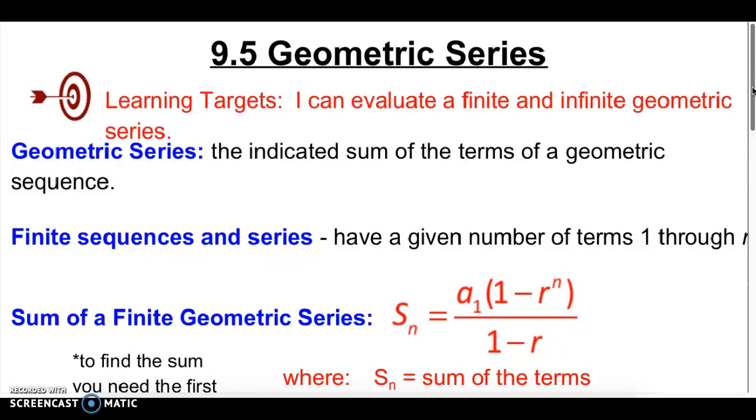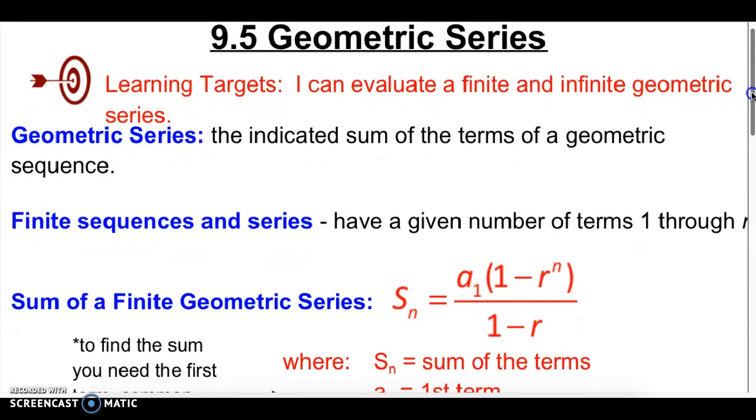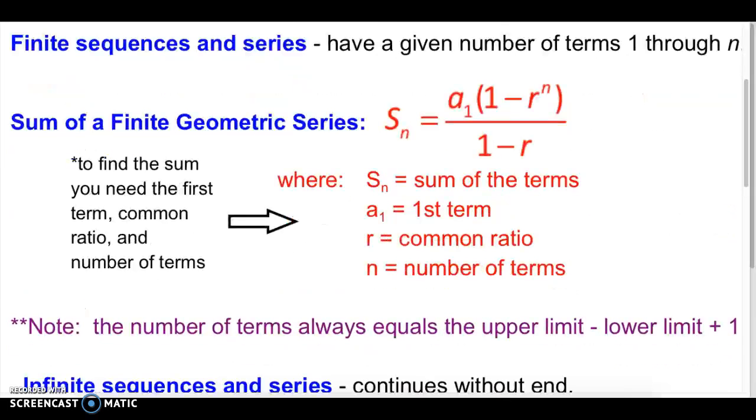So we learned before that a series is the sum of the terms. If it's geometric, it's the sum of a geometric sequence. If the sequence and series is finite, it has a given number of terms, 1 through n. And the formula to find the sum is equal to the first term times 1 minus the common ratio raised to the number of terms, over 1 minus the common ratio.